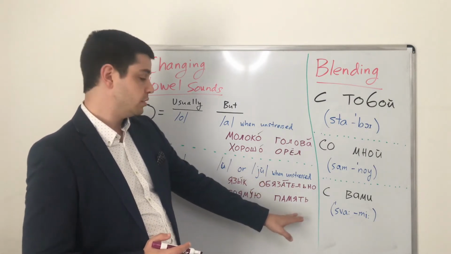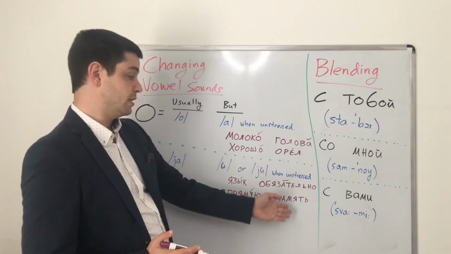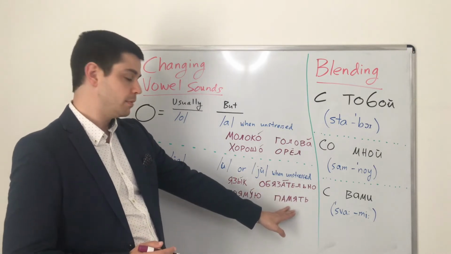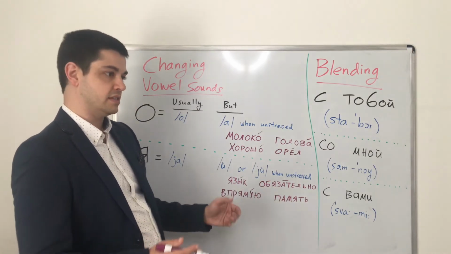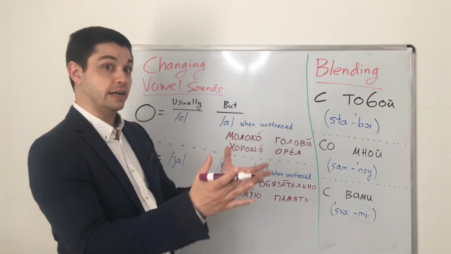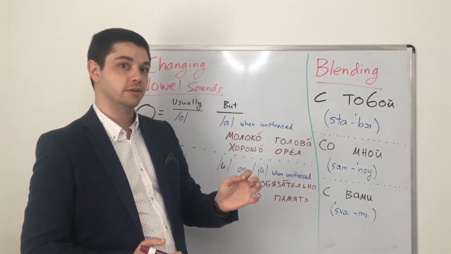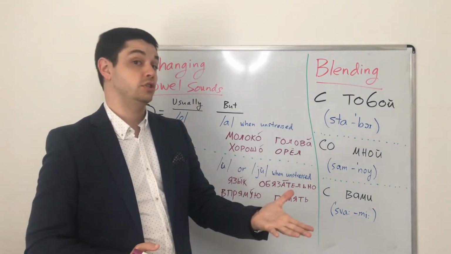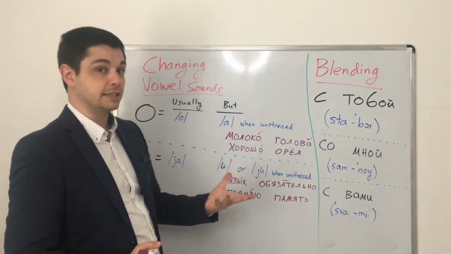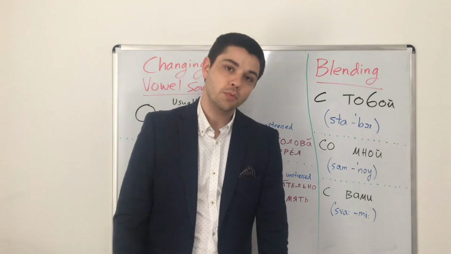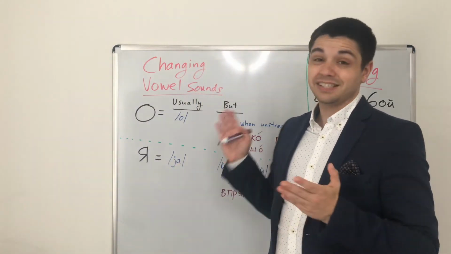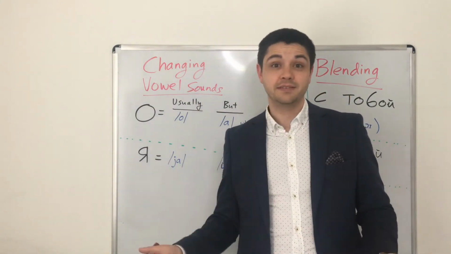And the last example is память, which means memory. Память, memory. Впрямую means like directly or in the direct meaning. Обязательно means it's required or we will absolutely do this thing. And язык means language. So these are some ways that Russian sounds a little different than how it's written.